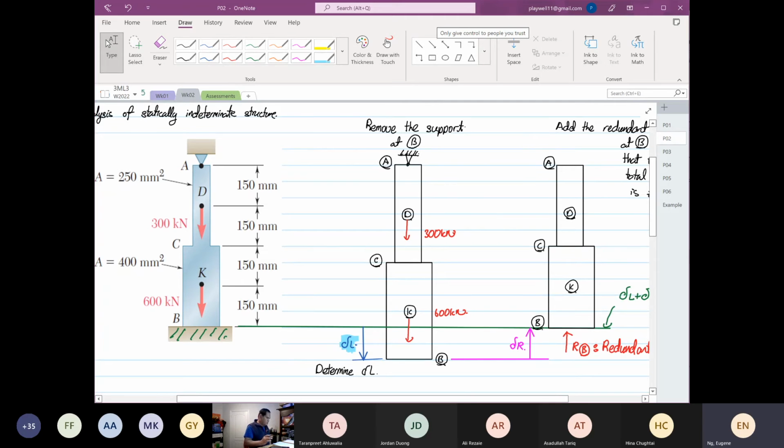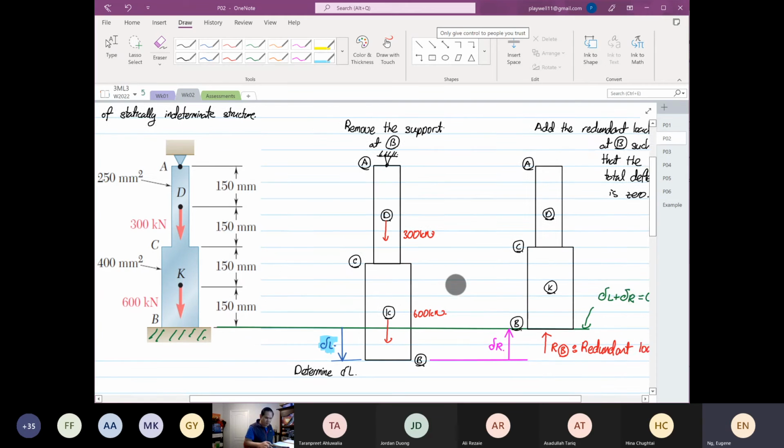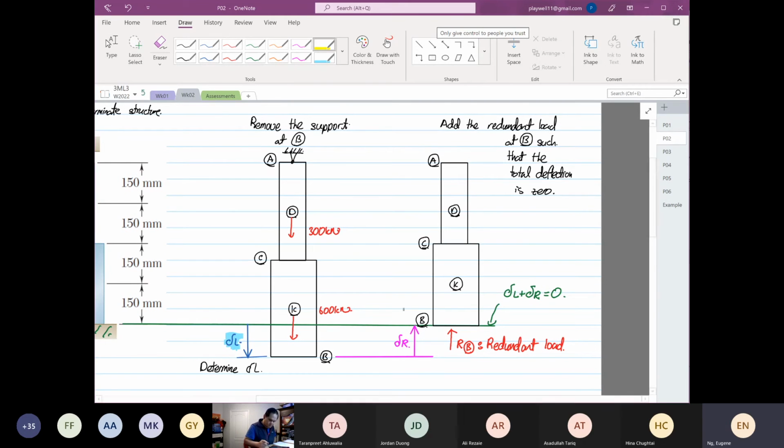So this is what we're going to do now. We're going to put it in terms of math. I'm going to do the same thing. We're going to calculate this structure. We're going to remove the support and then add it back. Now, one thing I want you all to look at in this diagram over here, that's where a lot of students make mistakes.